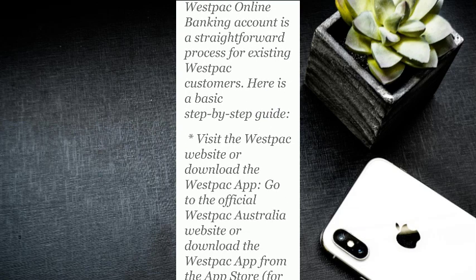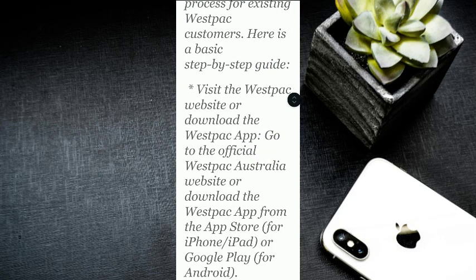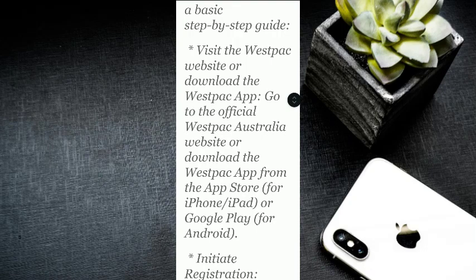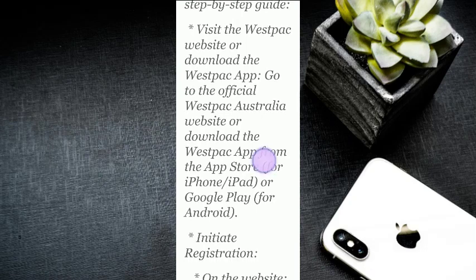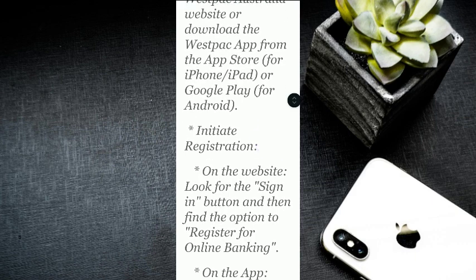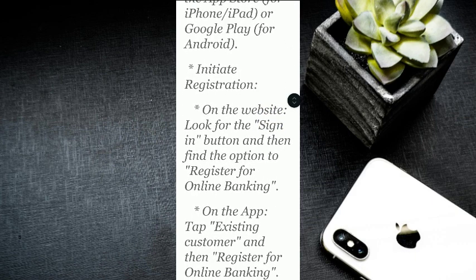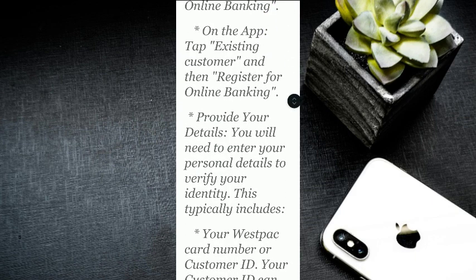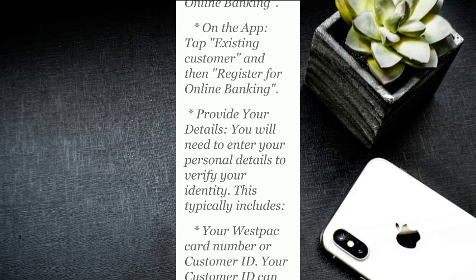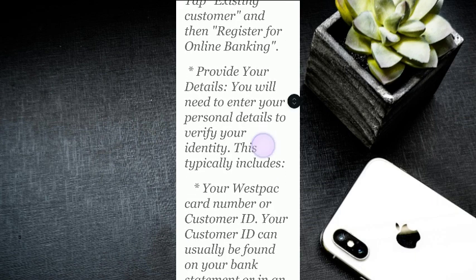Now the first thing you need to do is visit the Westpac website or download the Westpac app. Go to the official Westpac Australia website or download the Westpac app from the App Store or Google Play, depending on the device you're using. Then initiate registration. On the website, look for the sign in button and then find the option to register your online banking. If you're using the app, tap existing customer and then register for online banking.